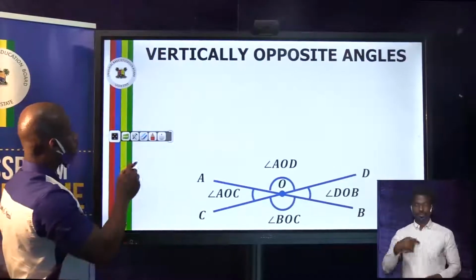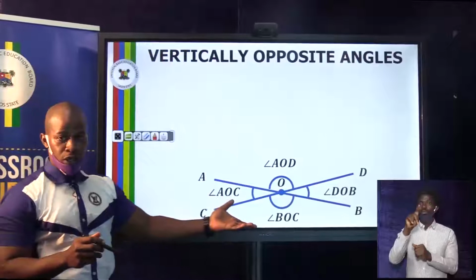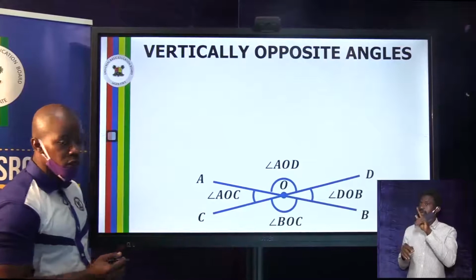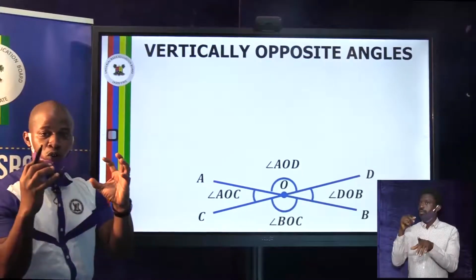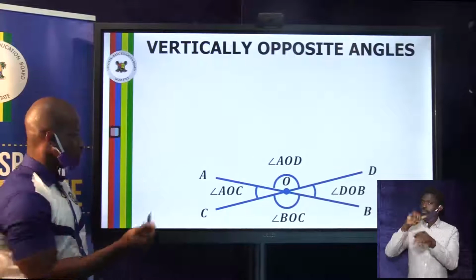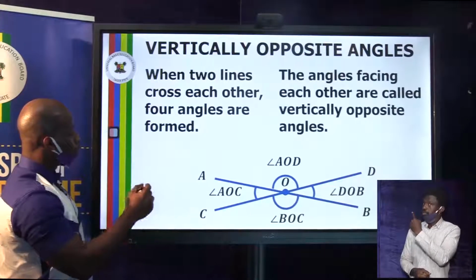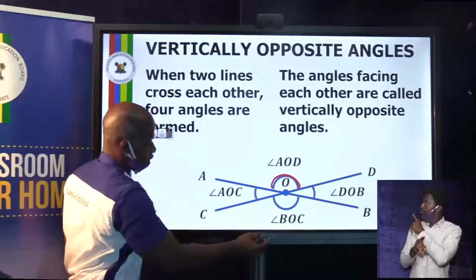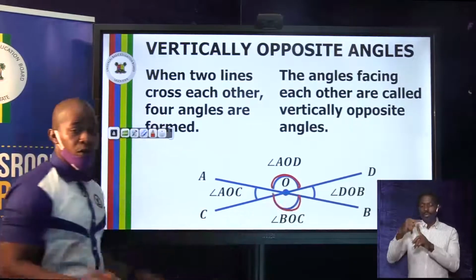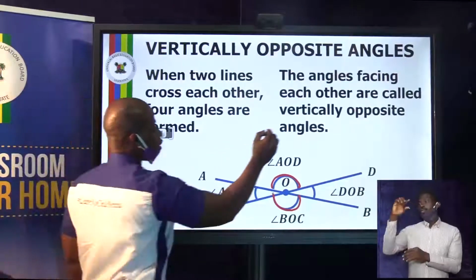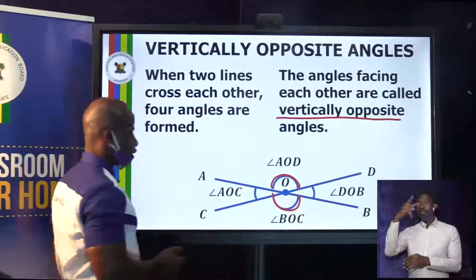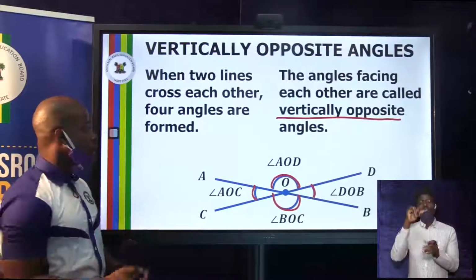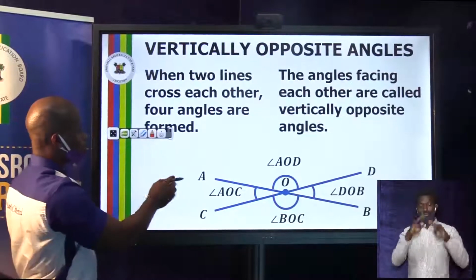Now, let's talk about vertically opposite angles. When lines meet each other like this and angles are formed, you have what you call vertically opposite angles. These are angles that seem like they want to cover each other. They are facing each other. For instance, this angle AOD is facing angle BOC. Then they are opposite each other, and we say that they are vertically opposite angles. Again, this one is facing this one, and that means the two of them are vertically opposite each other.